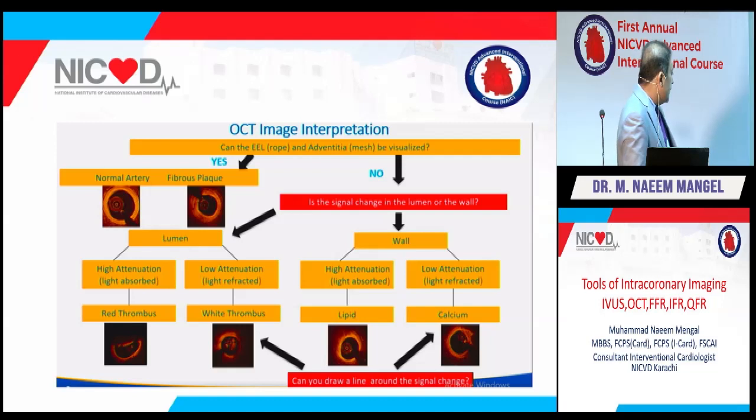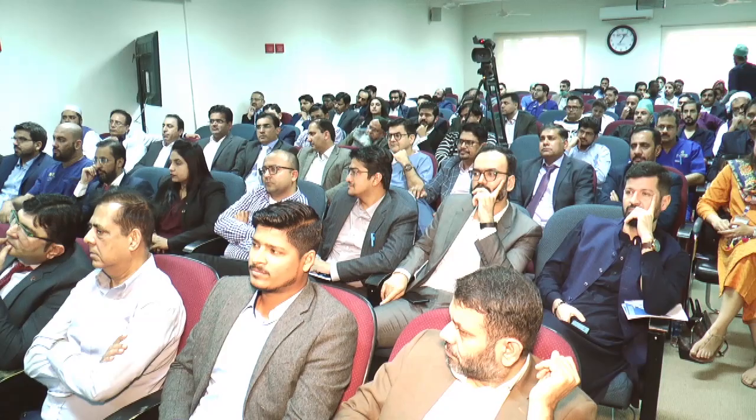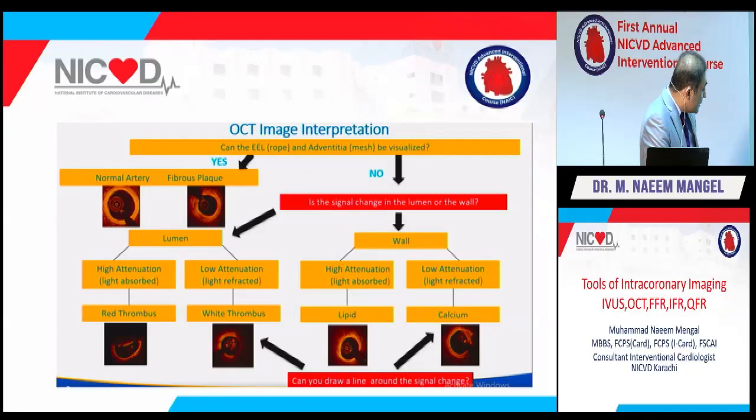In case of lumen, for example, this one is high attenuation, you cannot see anything crossing beyond this, so it is the red thrombus. But in case of white thrombus, it is white itself and you can see the vessel wall beyond it. And if there is high attenuation, for example this one, as we discussed, you cannot see anything beyond this. So this is a lipid core. And when there is calcium, you can see very well delineated margins of the calcium.